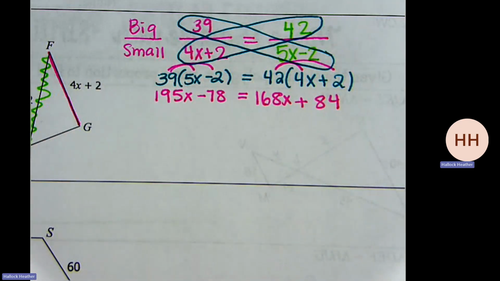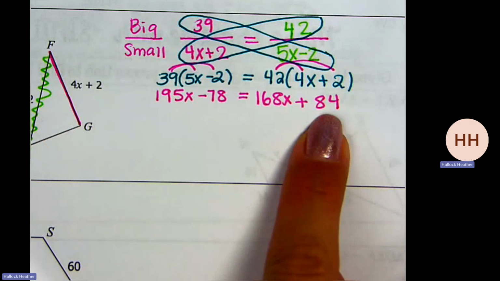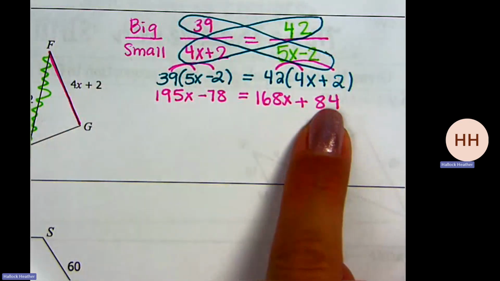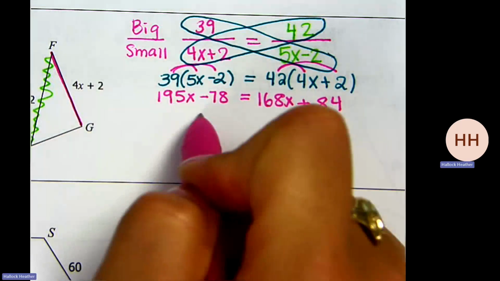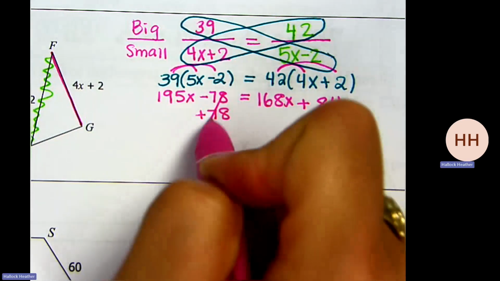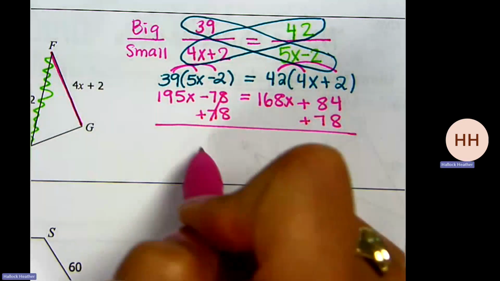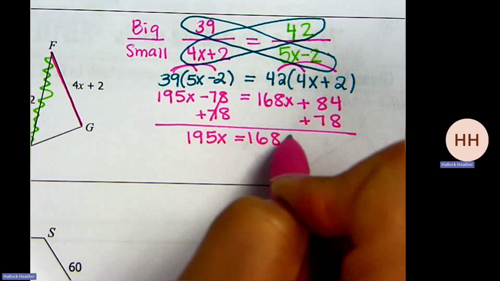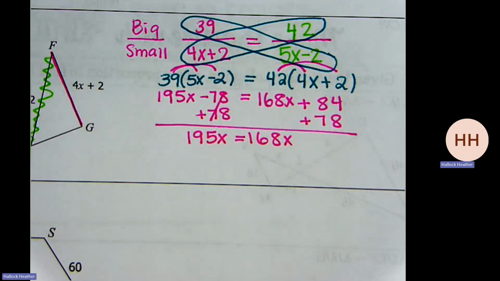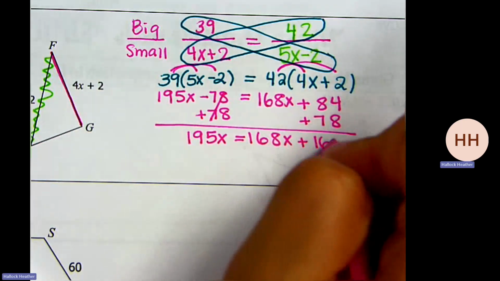So now you have 2 things that you could do at this point. You could either add the 78 to both sides, or you could minus 84 to both sides. So would you prefer to add or would you prefer to subtract? Add. Let's add 78 because you're using opposite operation. So I'm going to add 78. So I have 195x equals 168x. 84 plus 78 is, thank you, 162.